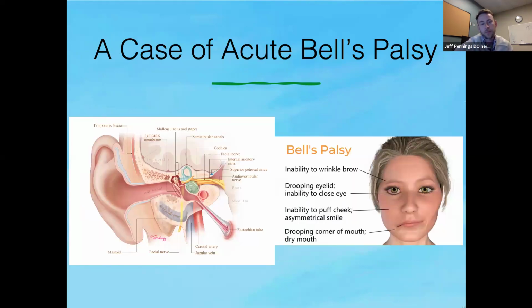So this was a case report from the Annals of Internal Medicine in 2020 of a patient that developed acute Bell's palsy. What happened here is shortly after takeoff, medical assistance was requested for a patient that acutely developed facial drooping and slurred speech.